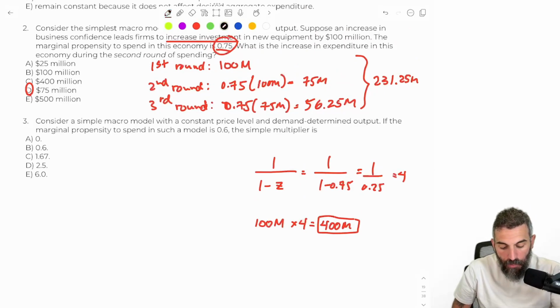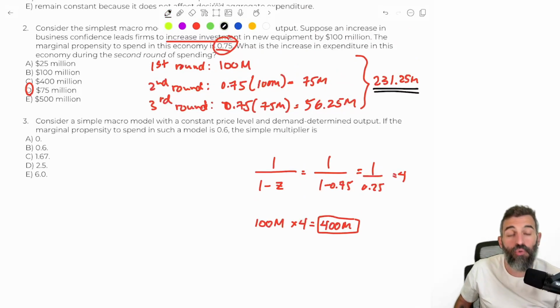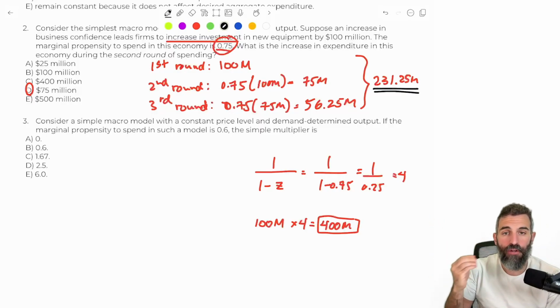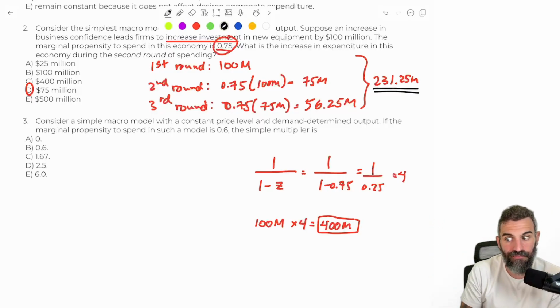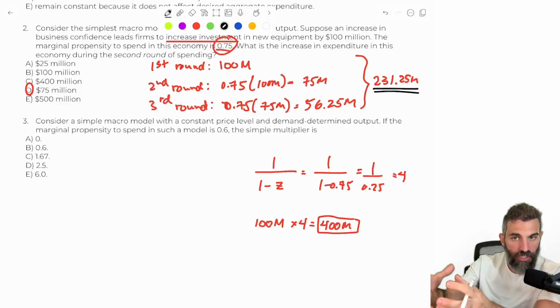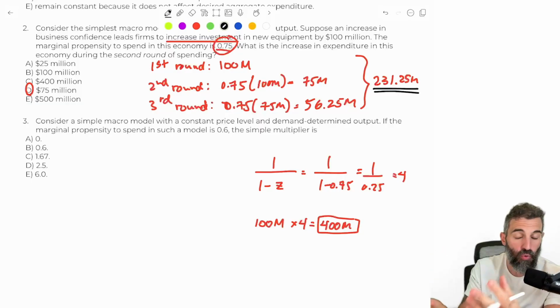If you were to add up all the rounds of spending to infinity, you would have an increase of $400 million in economic activity. That's what the multiplier does. It multiplies the change in autonomous expenditure to show what is the change in total economic activity or total GDP.